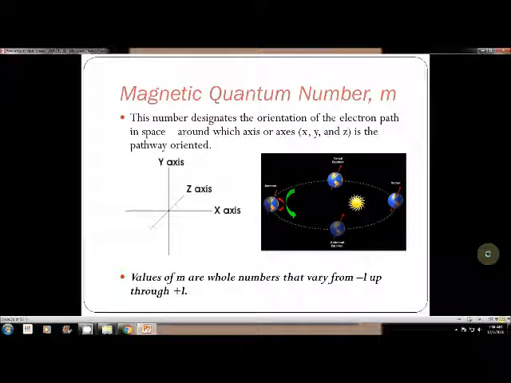The next quantum number is m, the magnetic quantum number, and this tells us the orientation of the electron path around the axis or axes in which the path is oriented. So it's like where the Earth is orbiting around the Sun at a given time. The values of m are whole numbers that vary from negative l up through positive l.